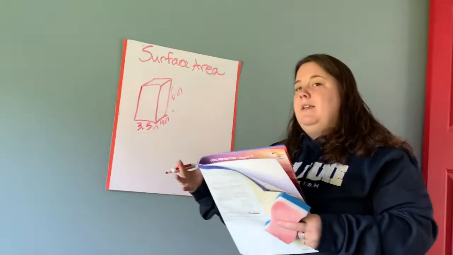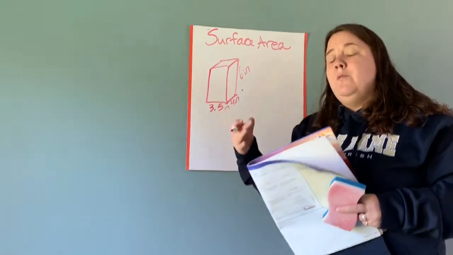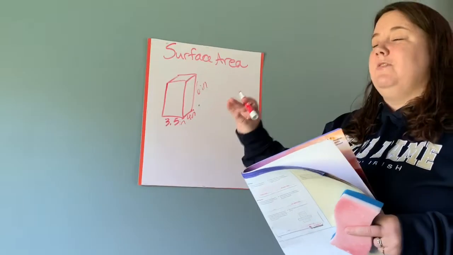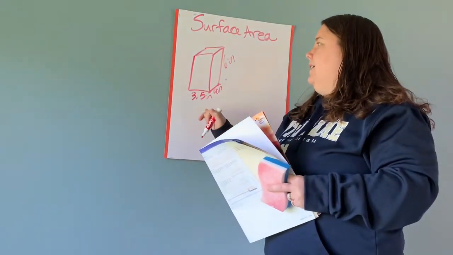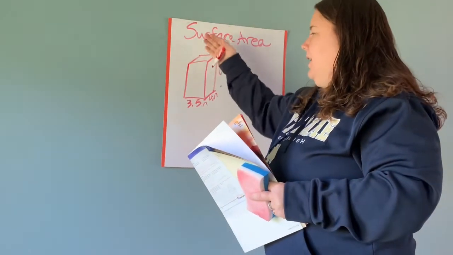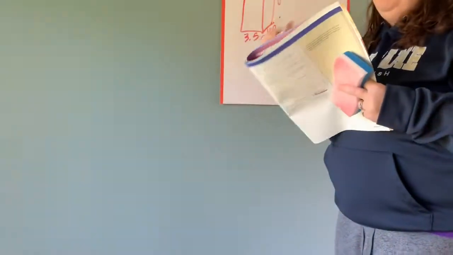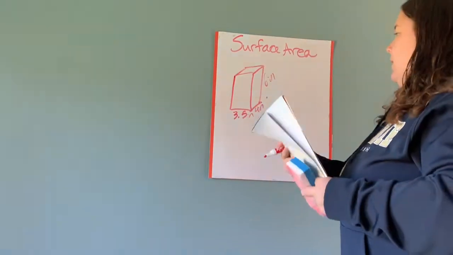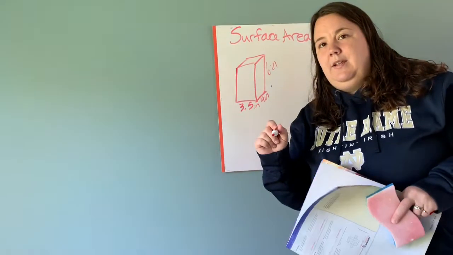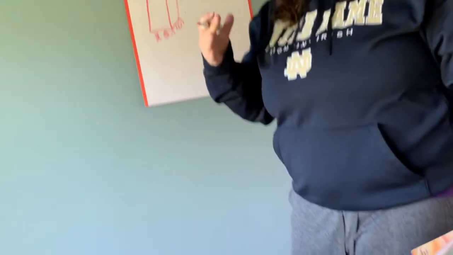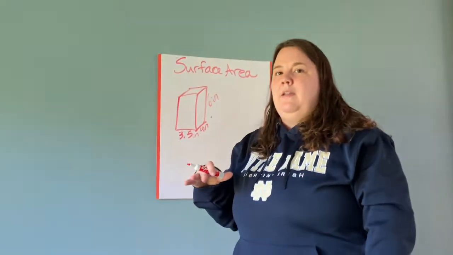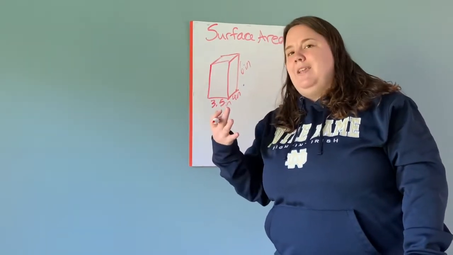Now again, this is not volume. For volume, we would have done length times width times height. This is surface area. So we need to find the area of the top and the bottom, and then all 4 of the sides. I'm going to tell you a hint. The book's going to make it really hard. Don't do it the book way, unless you have to. Do it the Denny way.